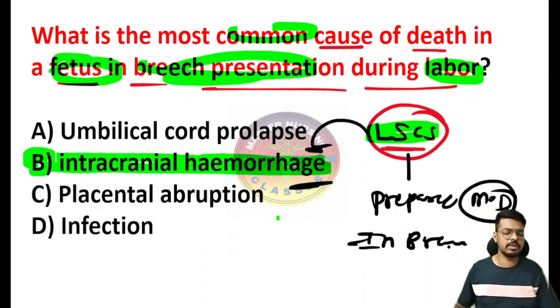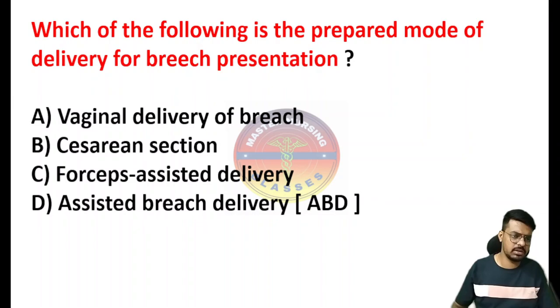Because of the less chance of the intracranial hemorrhage. If you are trying to deliver the baby per vaginally, there is chance of intracranial hemorrhage, right? So in the LSCS, it is less. So the preferred mode of delivery in the breech presentation is the LSCS. Hope the concept is clear on this one, right? So here is the next question.